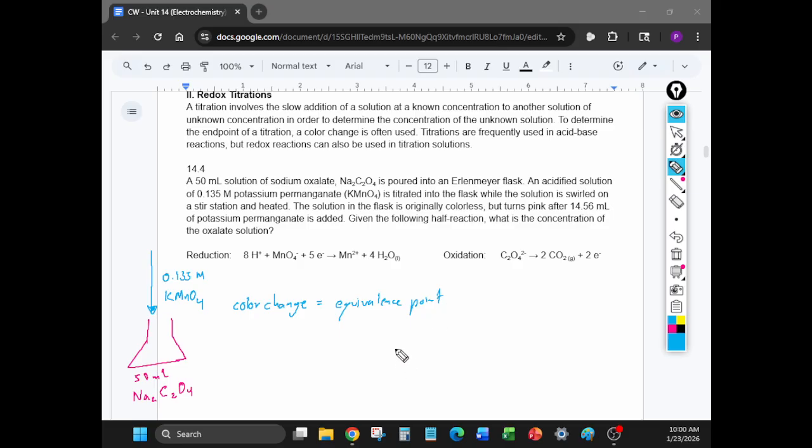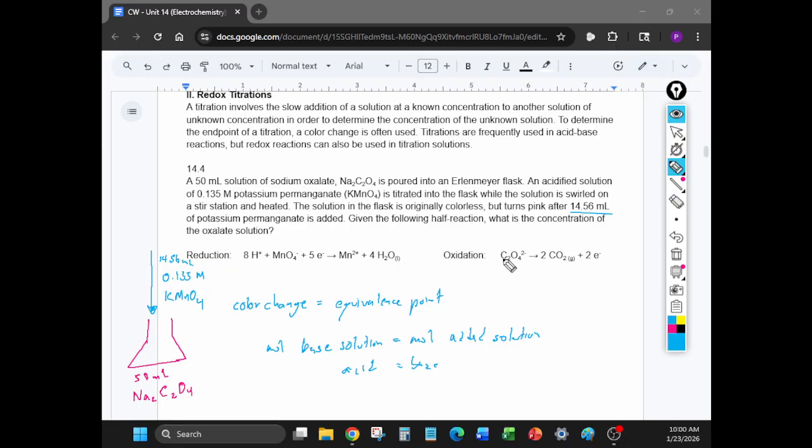Okay, and equivalence point, if you remember, is when the moles of the base solution are equal to the moles of the solution added. And usually we talk about acid equal base, but in this situation we're not looking specifically at an acid and base. So we're just going to look at this. So basically what's happening is the potassium permanganate that you added has reacted fully with the sodium oxalate when you add 14.56 milliliters.